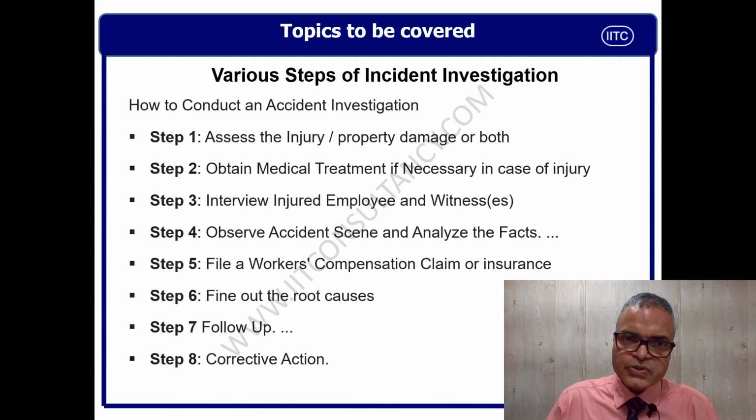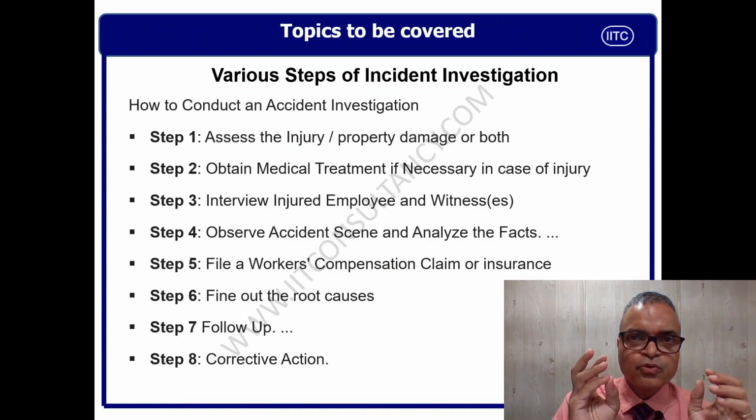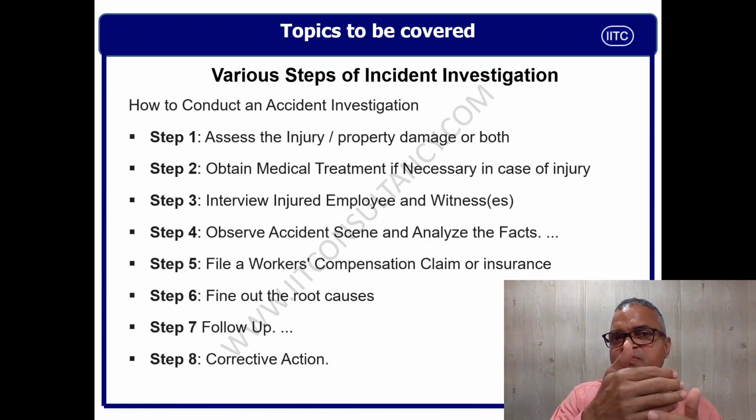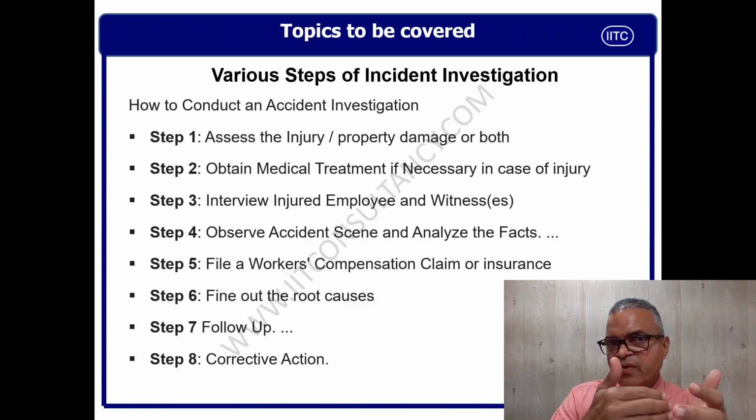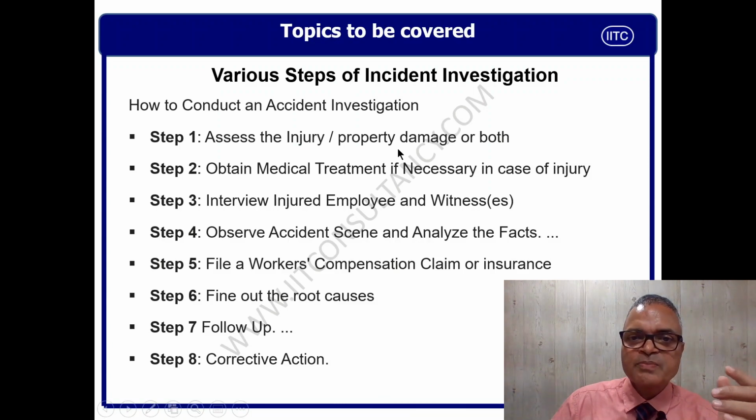Guys, now we are going to see the various steps of incident investigation, and how to conduct a very constructive, foolproof investigation. There should be a series of steps that we must know. Step 1 says to assess the injury, property damage, or both. We will take these steps in detail in the following slides.